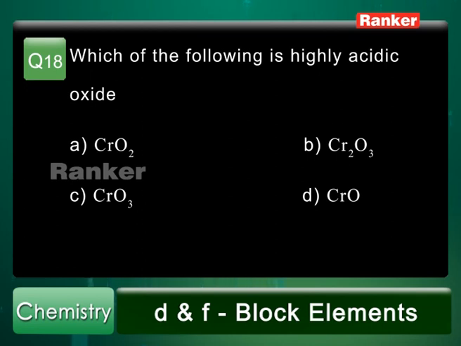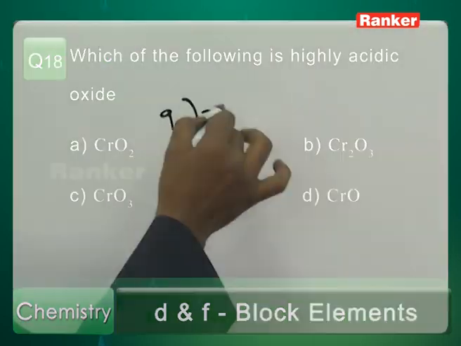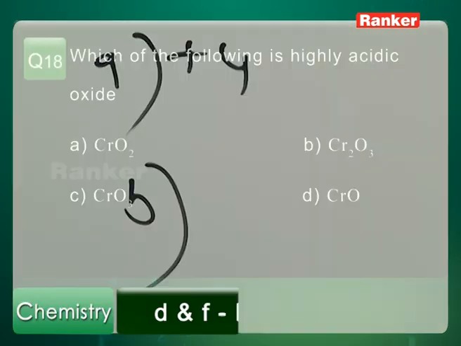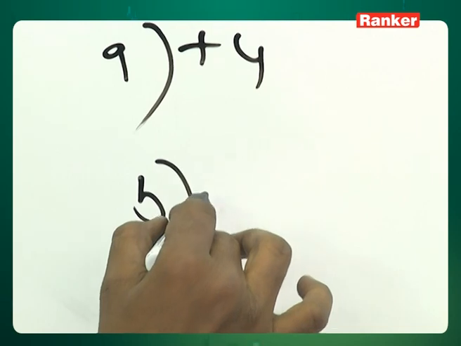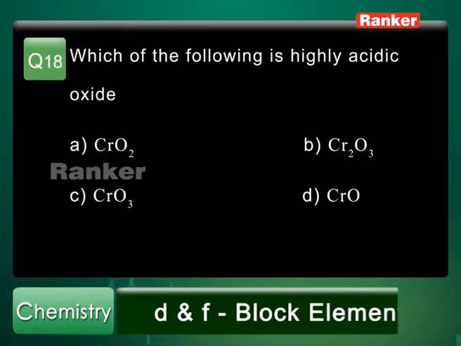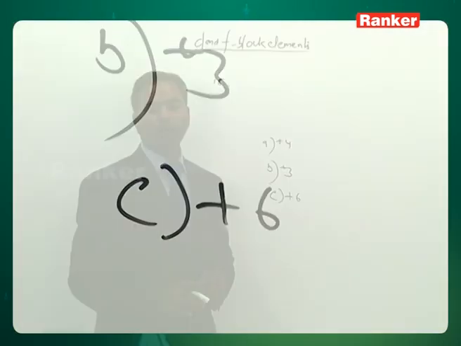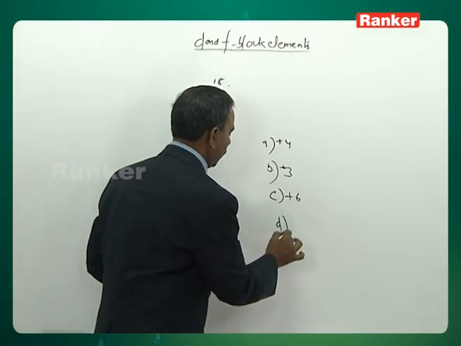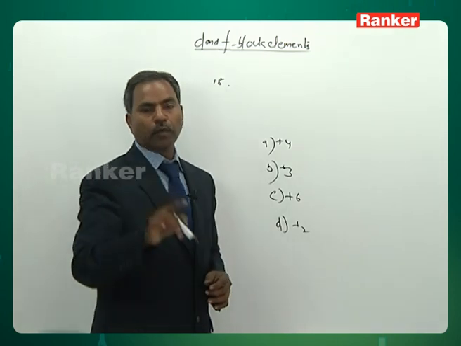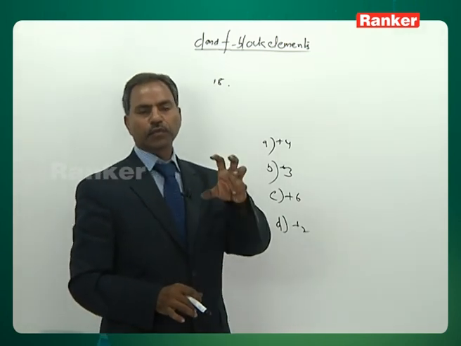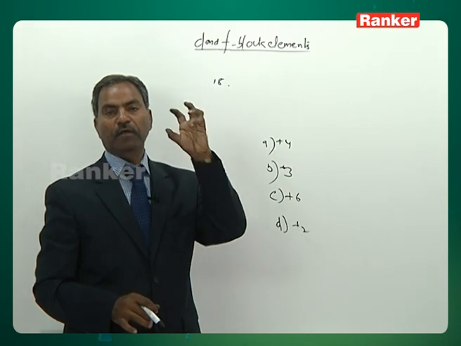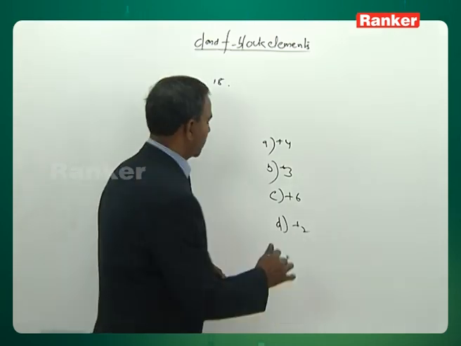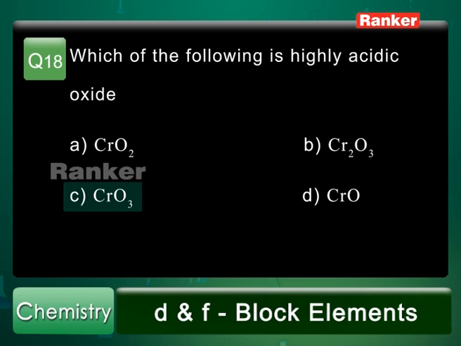Coming to option A, CrO2, plus 4. Option B, Cr2O3, the oxidation number you know is plus 3. Option C, CrO3, plus 6. And option D, CrO, plus 2. Which of the following is highly acidic? Then choose the metal with the greater oxidation number. So in this case, option C is the answer.